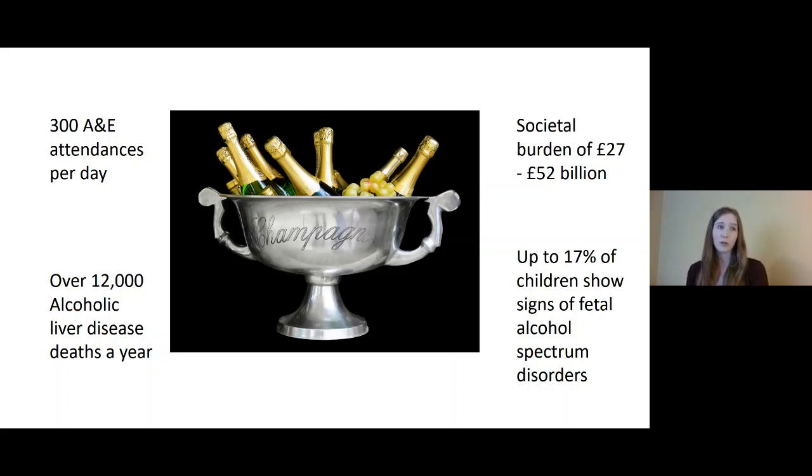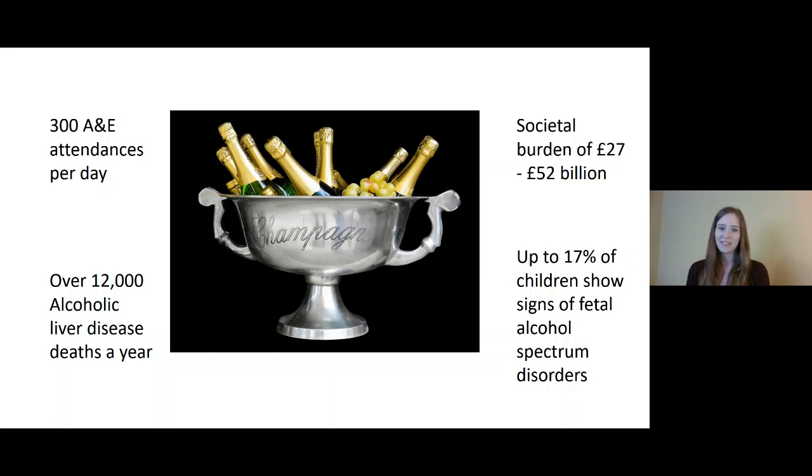We see over 12,000 deaths from alcoholic liver disease per year. Up to 17% of children, based on a recent study, show signs of fetal alcohol spectrum disorders, which is not fetal alcohol syndrome, but it's some of the sort of traits that we see associated with that disorder. And Public Health England has estimated that the societal burden is somewhere between 27 billion and 52 billion pounds per year. So this is a huge problem. And yet, almost every health professional I know still drinks.